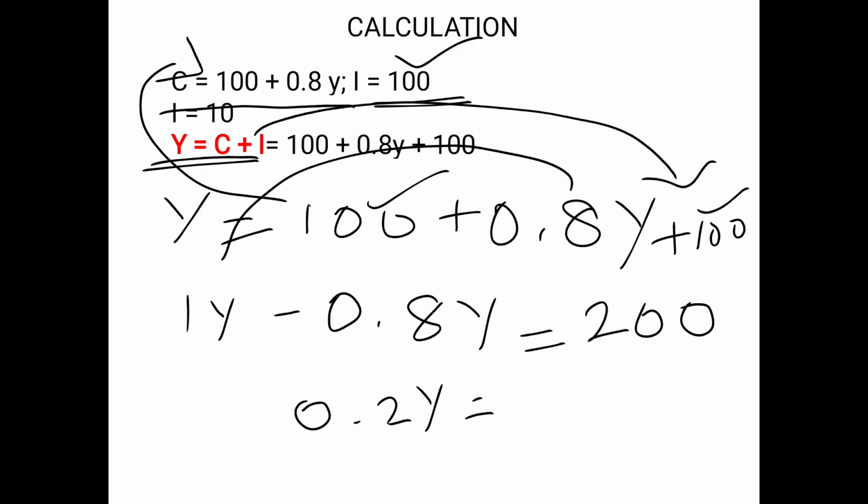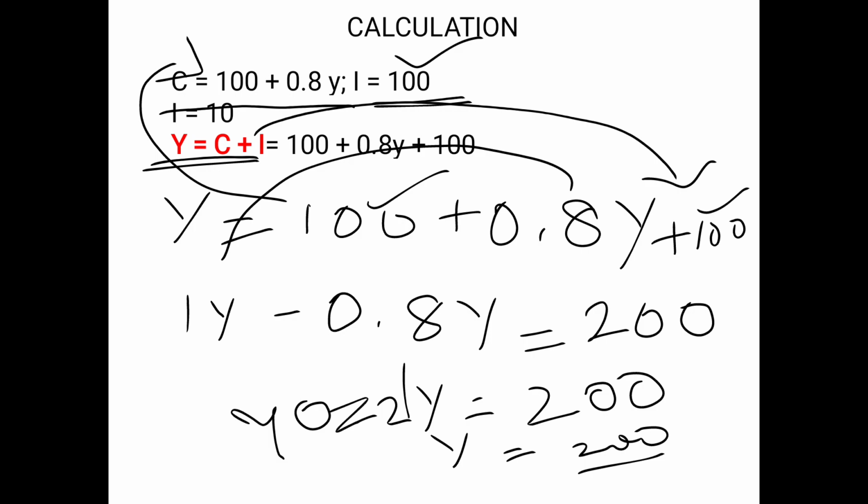So now you get this, which is equal to 200. Now you put the y over there, divided by 200. Okay, you have to bring this over here, where you get y is equal to 1000.